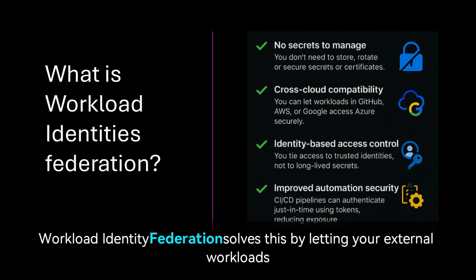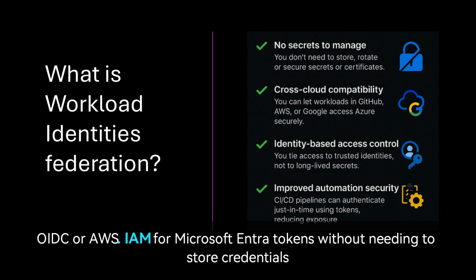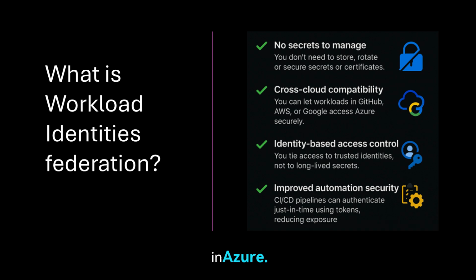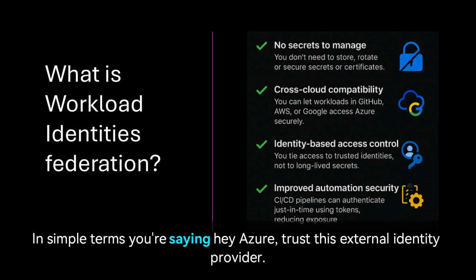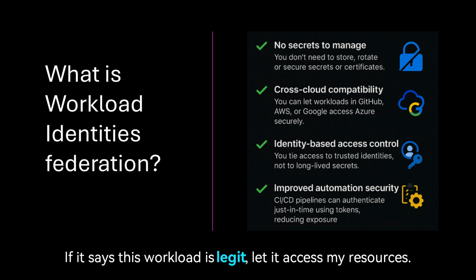Workload Identity Federation solves this by letting your external workloads exchange tokens from their own identity systems, like GitHub OIDC or AWS IAM, for Microsoft Entra tokens, without needing to store credentials in Azure. In simple terms, you're saying, "Hey Azure, trust this external identity provider. If it says this workload is legit, let it access my resources."